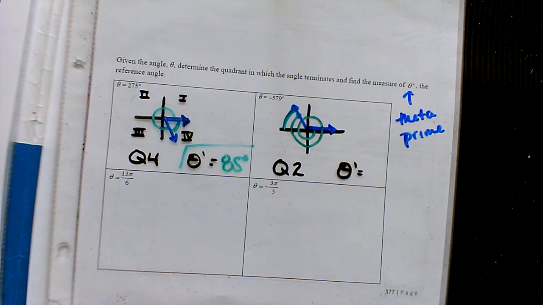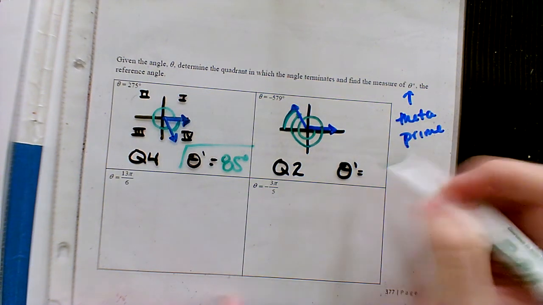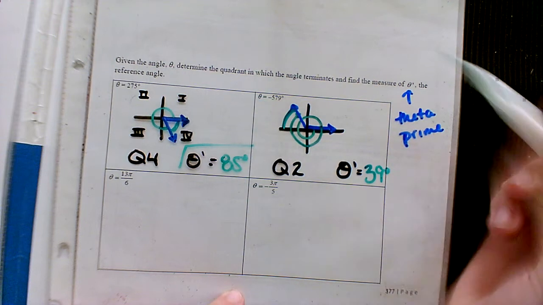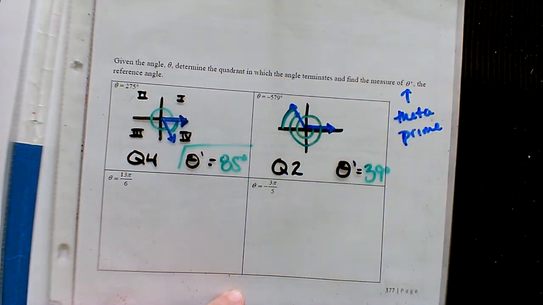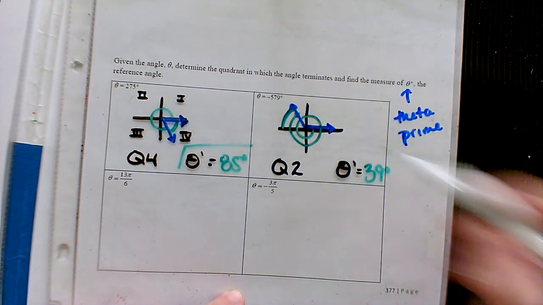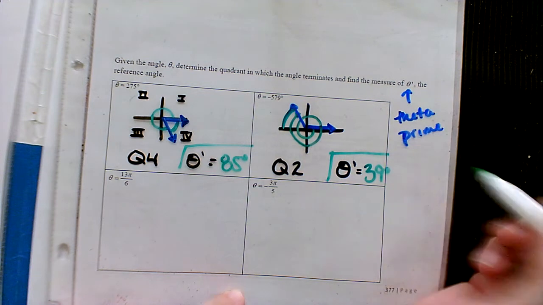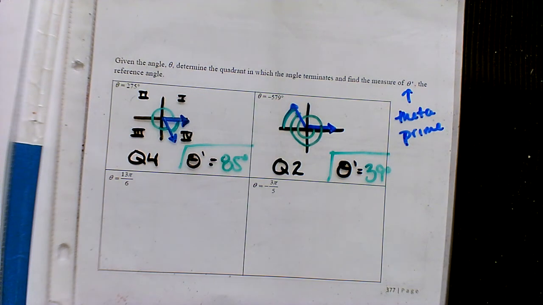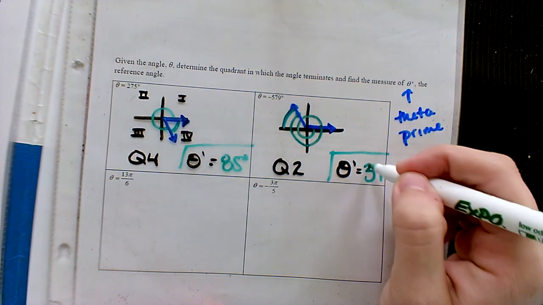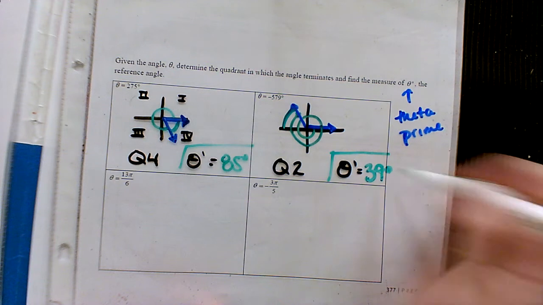Can we think about what that angle measurement is? Yeah, 39 degrees. Yep, that was how much extra we had to go into that second quadrant in order to create that angle. So that would be our reference angle in this particular case. 39 degrees. Good.